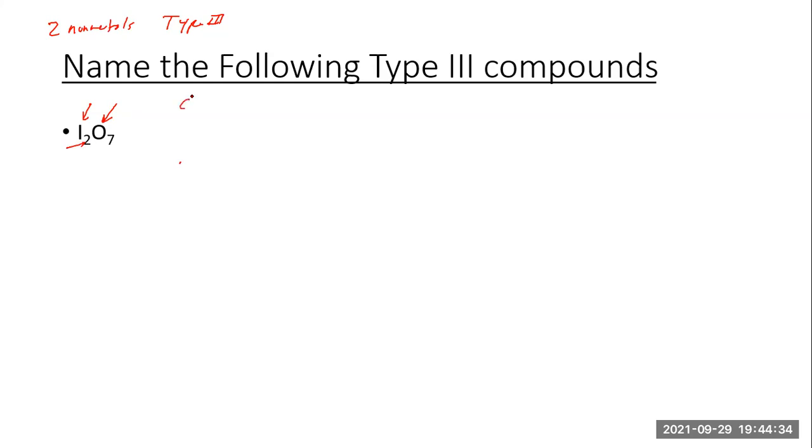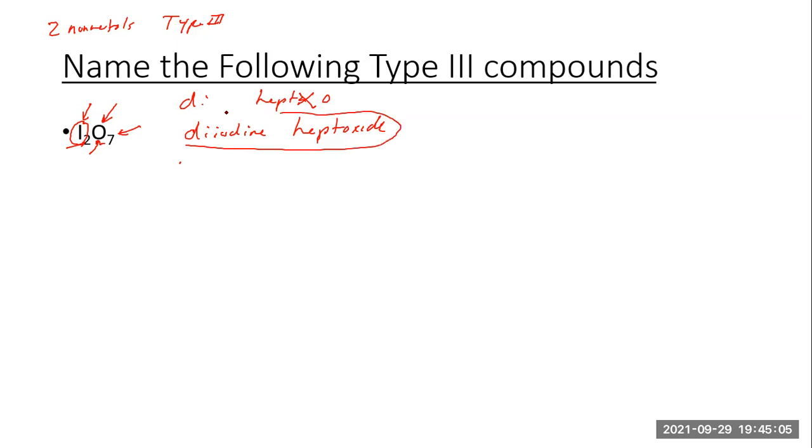Prefix for 2 is di. Prefix for 7 is hepta. And again, we use the whole name of the first element. So this would be diiodine. Again, the 2 I's okay here. The second guy will get the IDE treatment, and that would be heptoxide. Here I'm dropping the A because the next letter is O, so A and O would be a bad back-to-back, and we get diiodine heptoxide. Any question on that one?